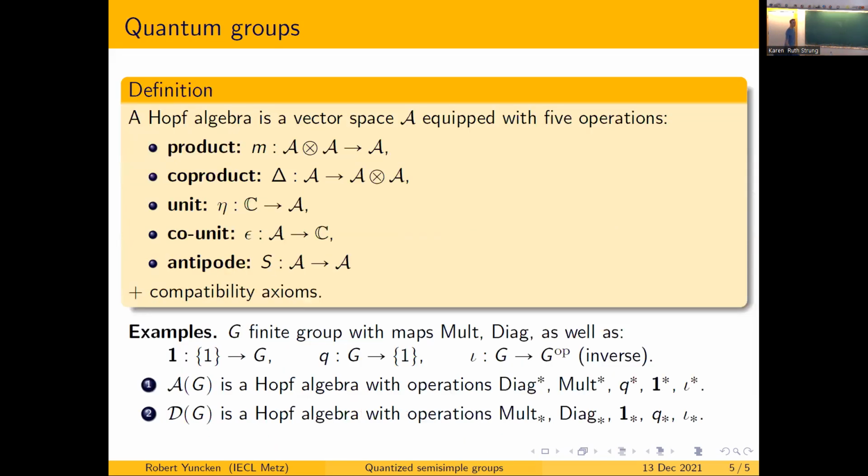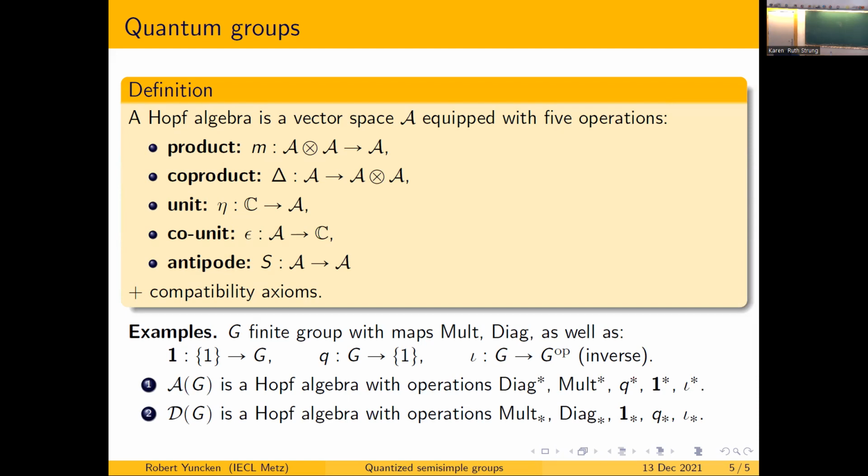So let's just remind you what the definition of a Hopf algebra is. The correct definition you will find on Wikipedia, of course. But in short, a Hopf algebra is given by a product and a coproduct, a unit and a co-unit, and an antipode, which is supposed to be the algebraic equivalent of the inverse.